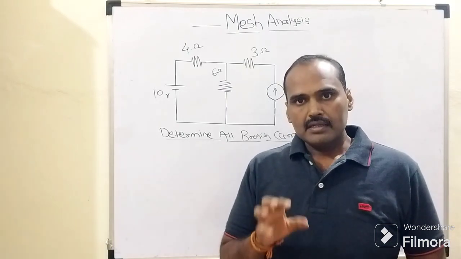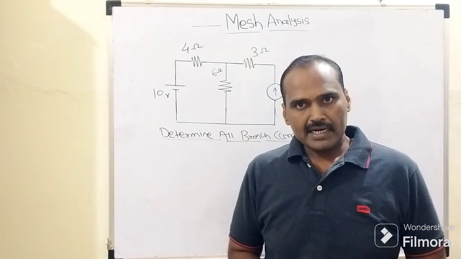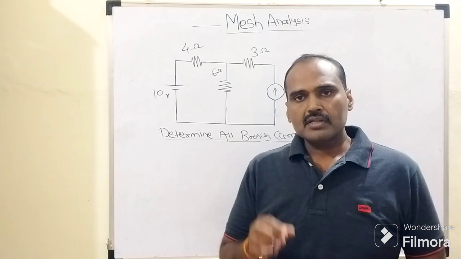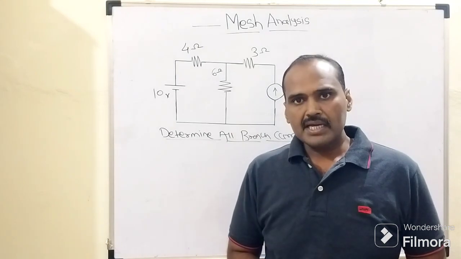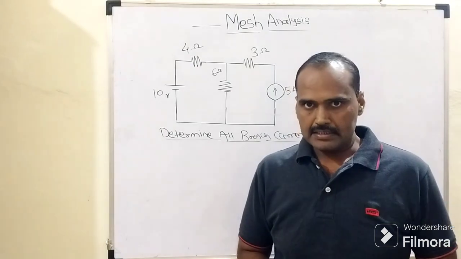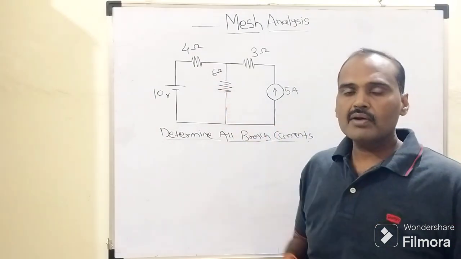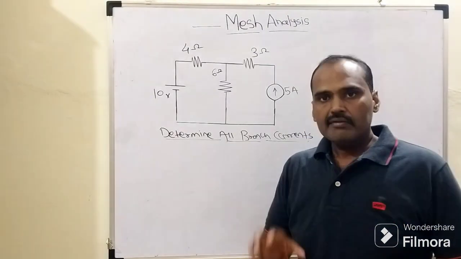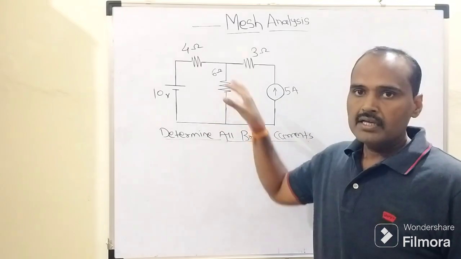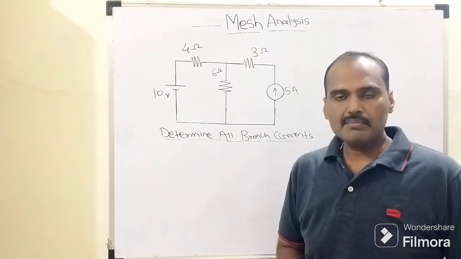So this is one of the most important techniques from the network analysis point of view to determine all the branch currents, or the current flowing through any particular branch. The name given to that technique is nothing but the mesh analysis, right? So as you can see, the objective for today's session is that we need all the branch currents present in this given network by using the mesh analysis.